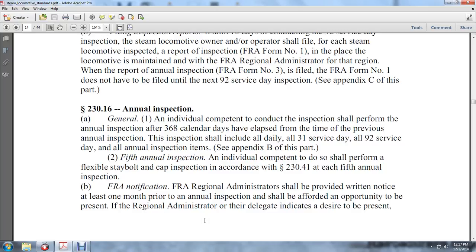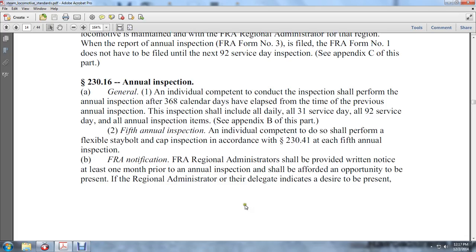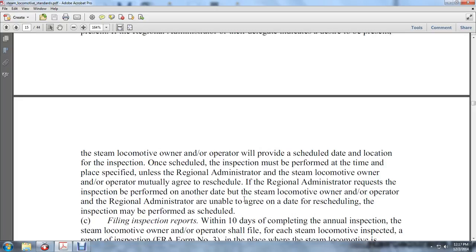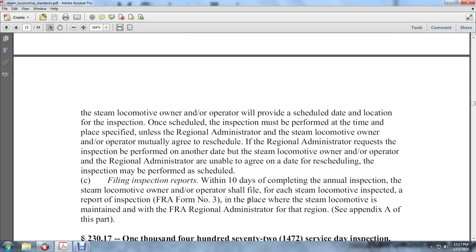FRA notification. The FRA regional administrator shall be provided written notice at least 1 month prior to the annual inspection and shall be afforded the opportunity to be present. If the regional administrator or the delegate indicates the desire to attend, the steam locomotive owner and operator will provide the scheduled date and location for the inspection. The scheduled inspection must be performed at the time and place specified unless the regional administrator and the steam locomotive owner or operator mutually agree to reschedule. If the regional administrator requests the inspection be performed on another date and the steam locomotive owner or operator and the regional administrator are unable to agree on a date of rescheduling, the inspection may be performed as scheduled.